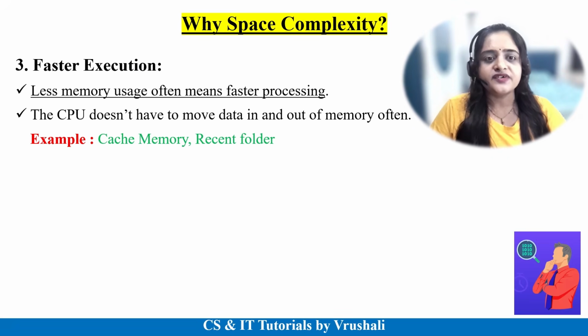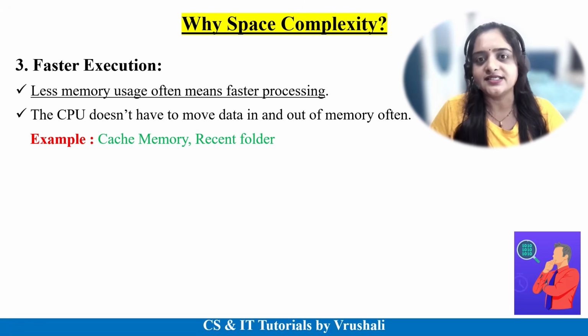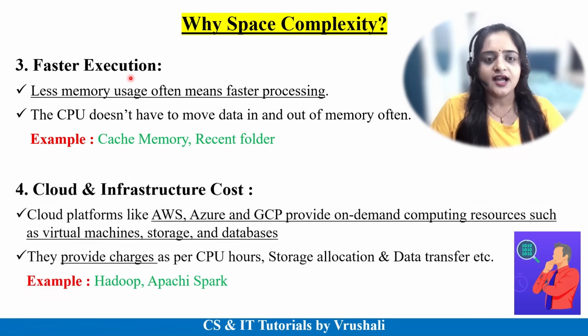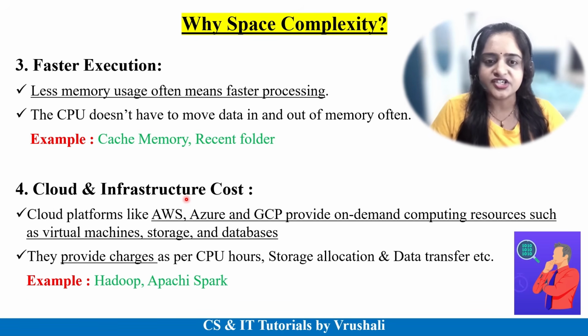Now, the next one is faster execution. Obviously, you require every feature to be executed fast and efficiently. You all are using WhatsApp functionality: chatting, video calling, audio calling, status uploading. Every feature works within a second, which is called faster execution. Faster processing is there.